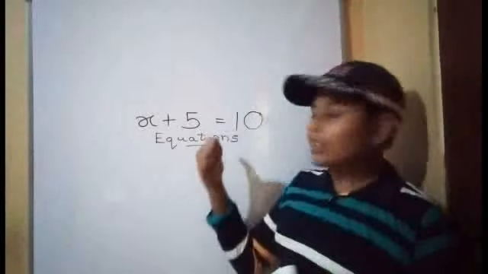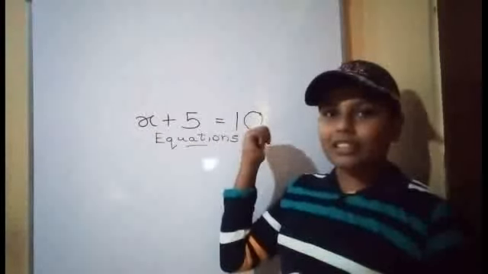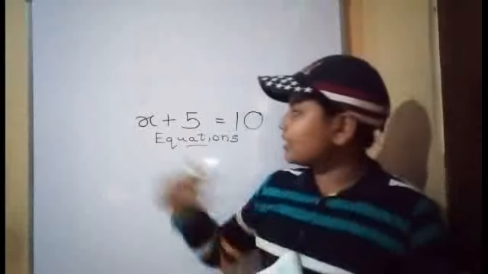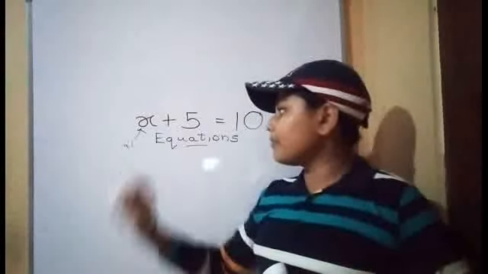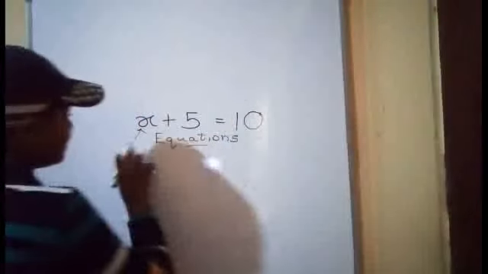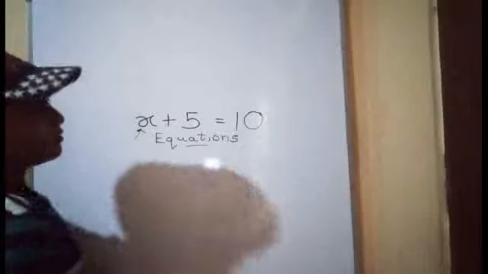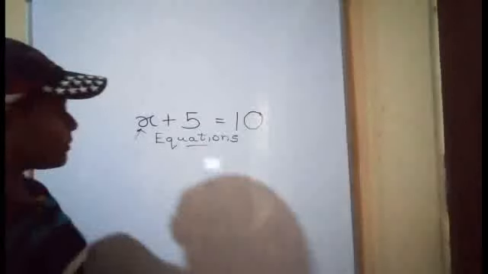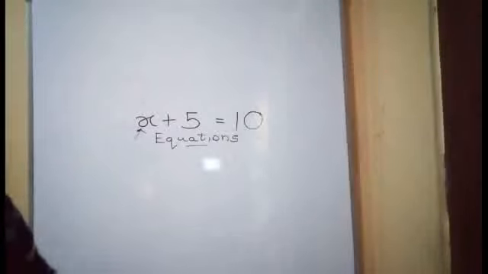So x plus 5 equals 10 is known as an equation. This is an algebraic term, this is an algebraic term, and this is the constant term. Let's move to linear equations, the first topic.